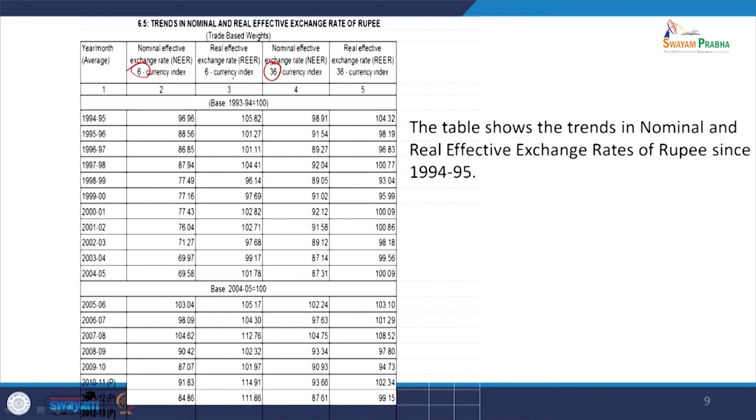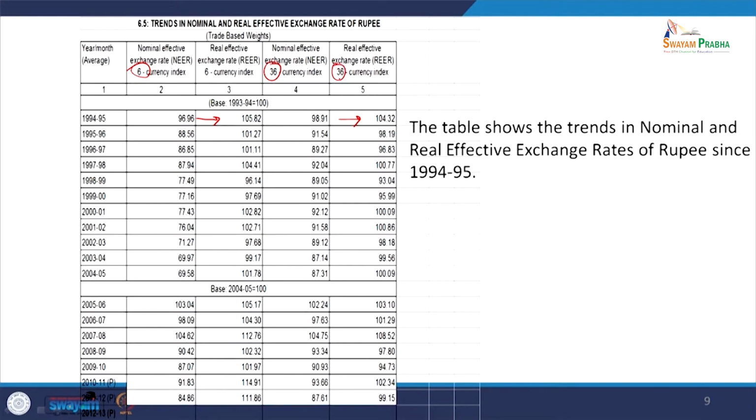In both cases we take a weighted average of the 6 currencies or 36 currencies, but in case of REER we have to adjust with their prices. There are methods involved in adjusting. Now, based on 1994-95, look at this: when we adjust with the price, the real effective exchange rate is higher. That means against the rupee, more rupees can replace $1 in real terms. Again, the 36 currency index is also given.